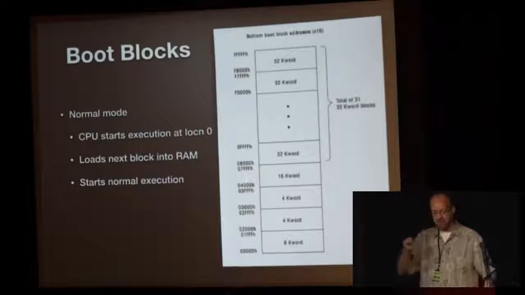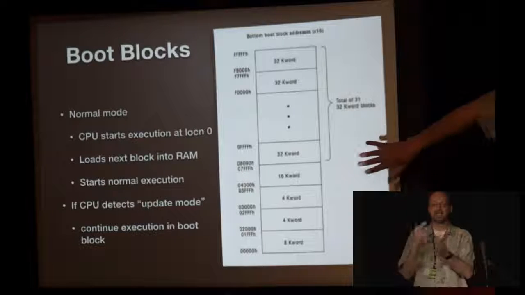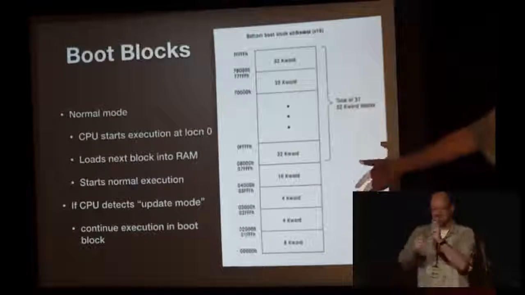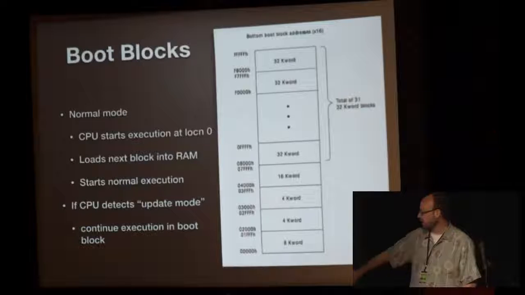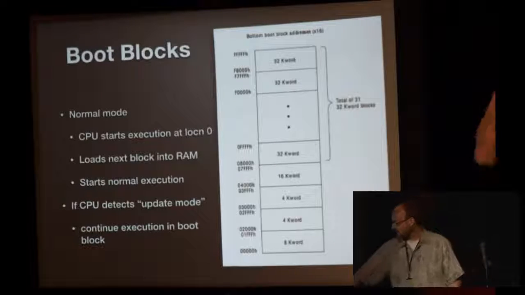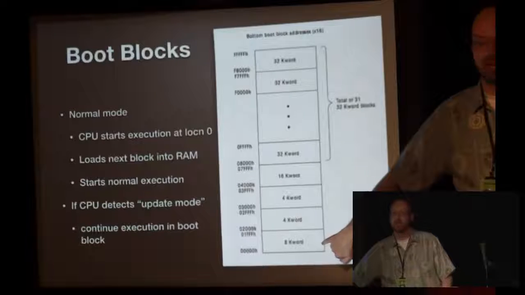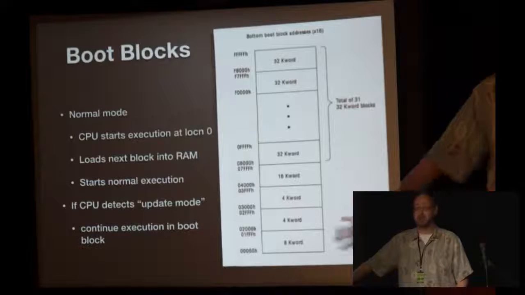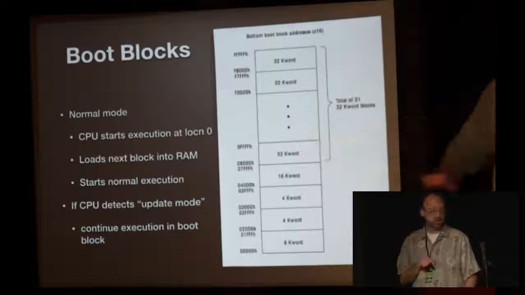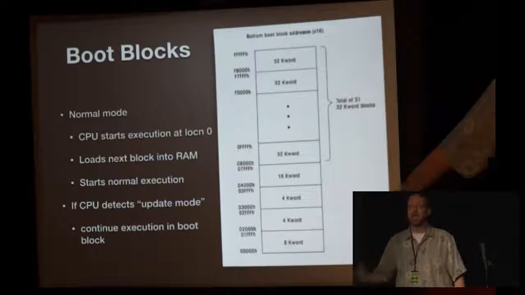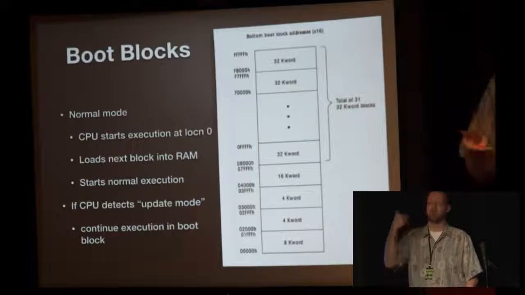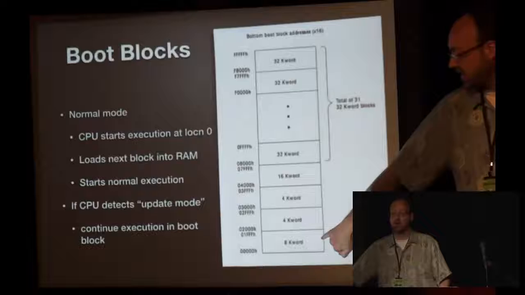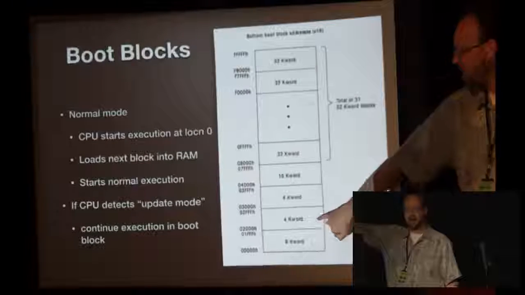If, however, on startup the CPU detects that we want to update our NOR flash, through some kind of wires, signals coming to it, it will actually continue executing in this block. This initial block is called the boot block. Most of the time, it never executes. It just jumps to somewhere else. The reason we have the boot block is so that we can have special functionality when we want to update NOR. So this code is just code to write to that.